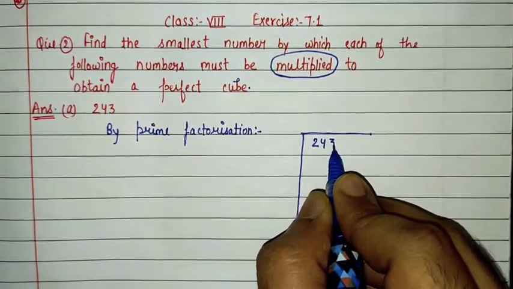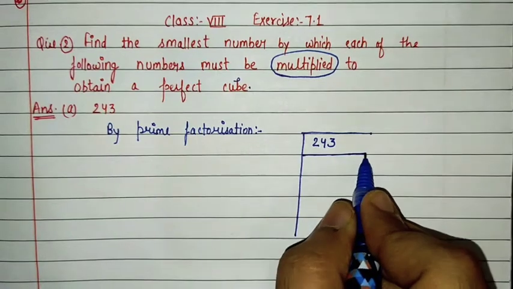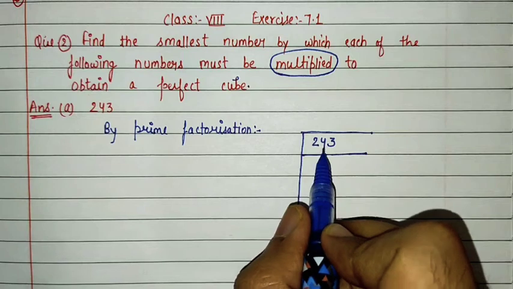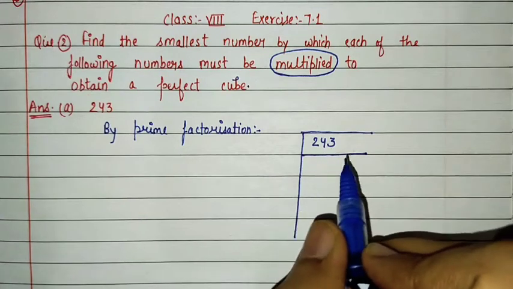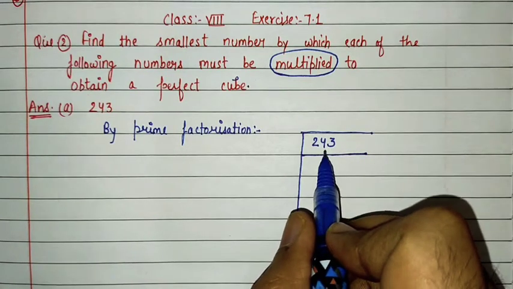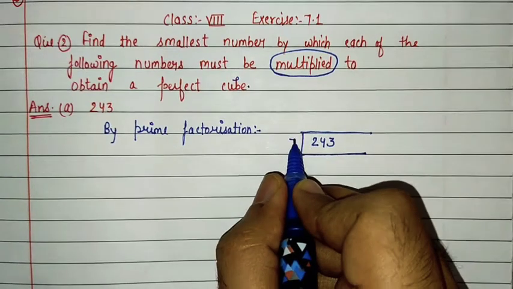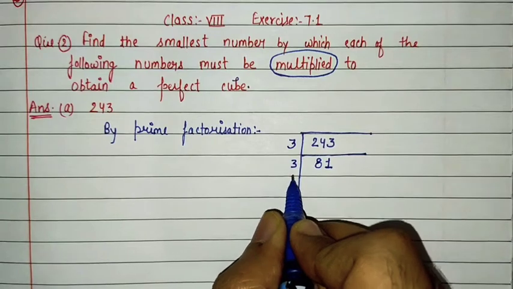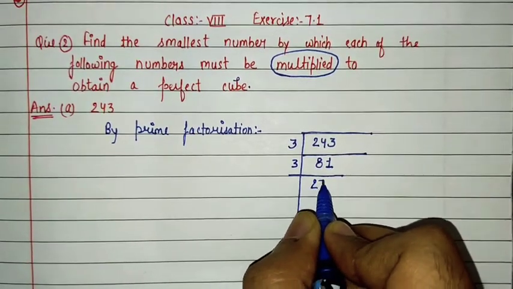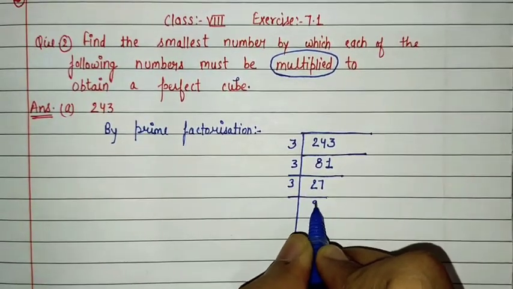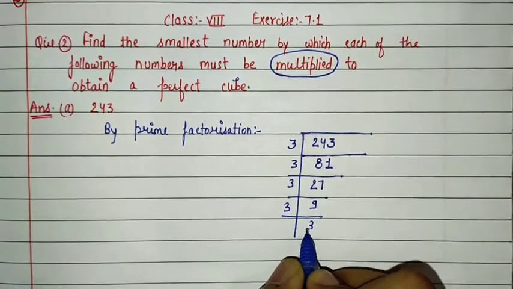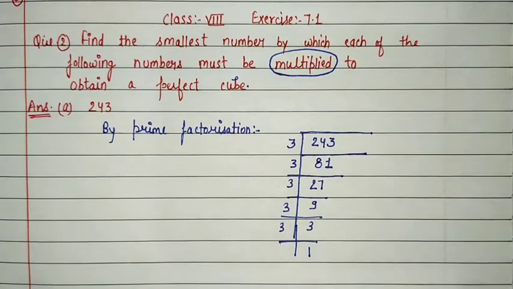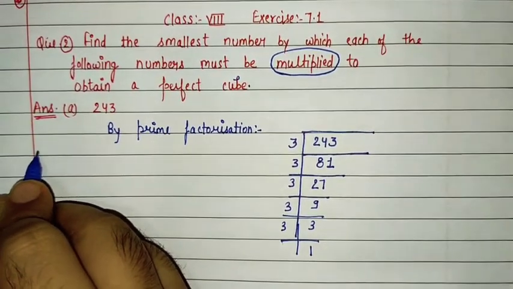So what are the prime factors of 243? First of all, it is not divisible by 2 because it ends with an odd number. The next prime factor is 3, so it is divisible by 3. 81, again divided by 3, 27, then 9, after that 1.